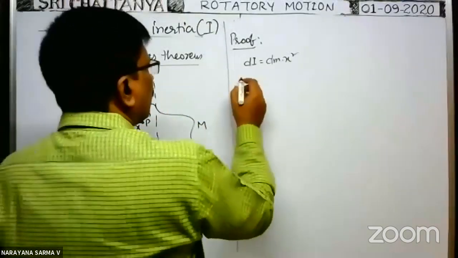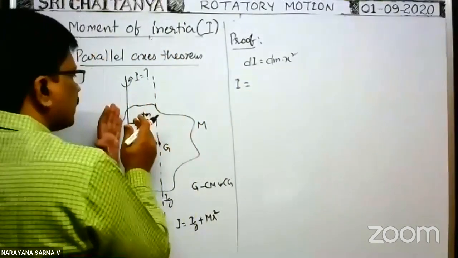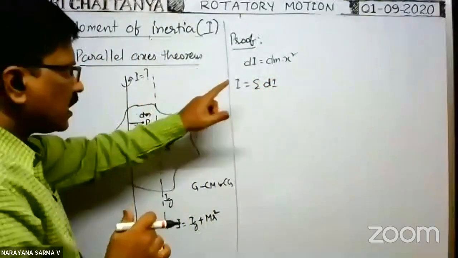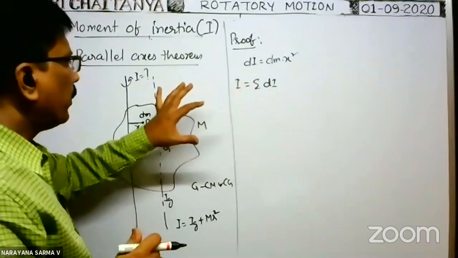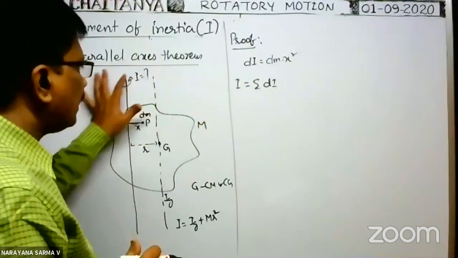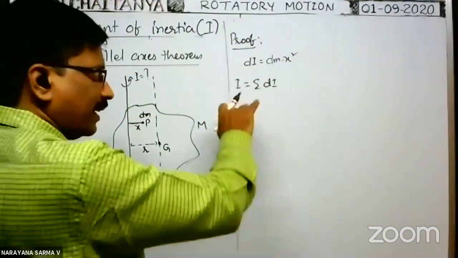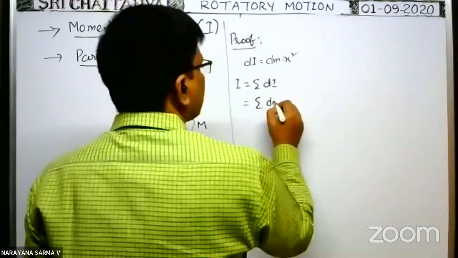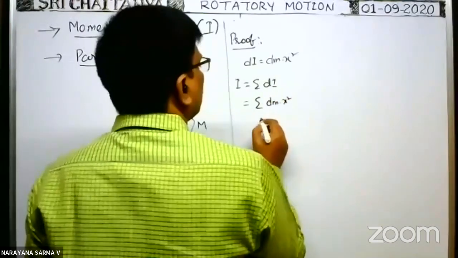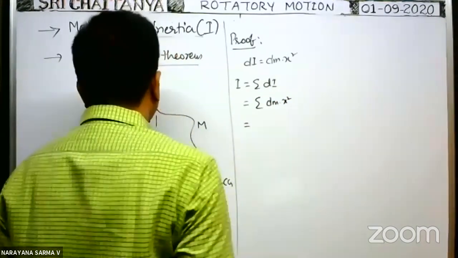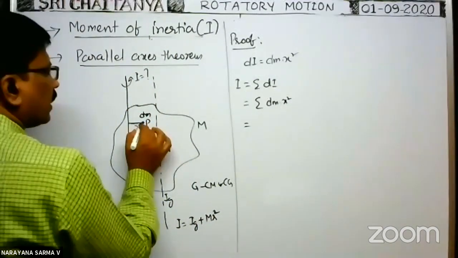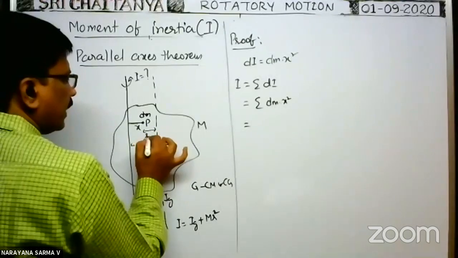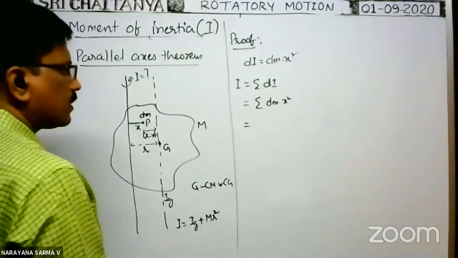The moment of inertia of the entire rigid body about this axis is equal to sigma dI. Sigma dI means the sum of the moments of inertia of all the particles about this axis. We can write it like this also: dm, mass, into distance square. What is the distance of this particle from the axis parallel to the given axis and passing through the center of mass? This is equal to r minus x, we can write.